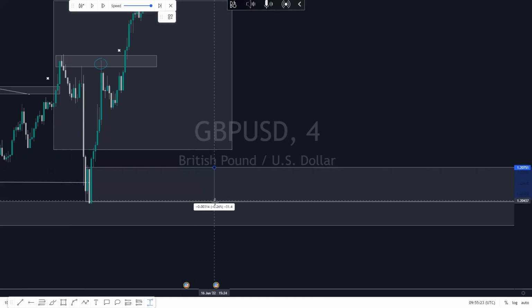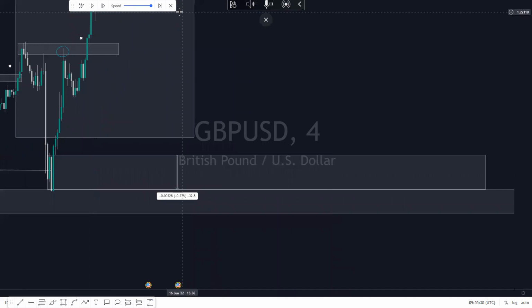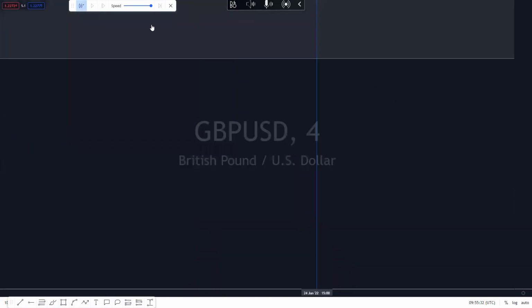Now, if I have to check the pips, let's check the pips together. So the pips is actually 32 pips. It's 32 pips. So I'm not going to be entering in this particular place. So you guys should not be worried. What I'm going to be doing is this.